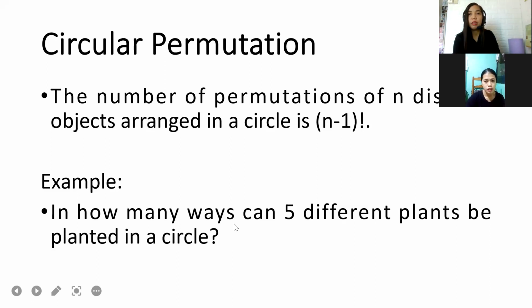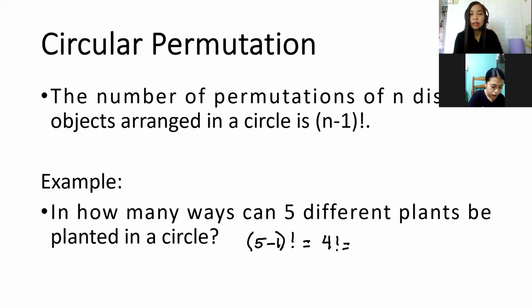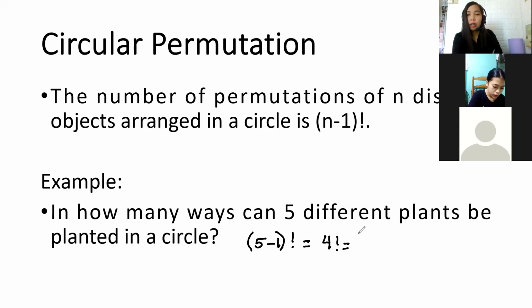So we will have 5 minus 1 factorial, which is 5 minus 1, that is 4 factorial. And what is 4 factorial? 24 po. We have 24 ways, okay, to arrange the plants in a circle. All right? Can you follow? Yes, ma'am. Yes po.